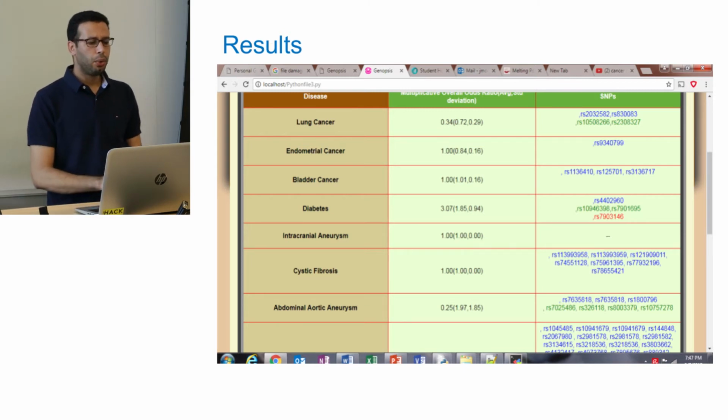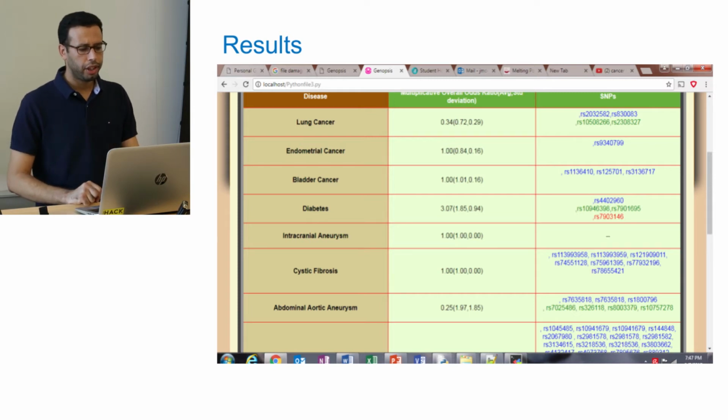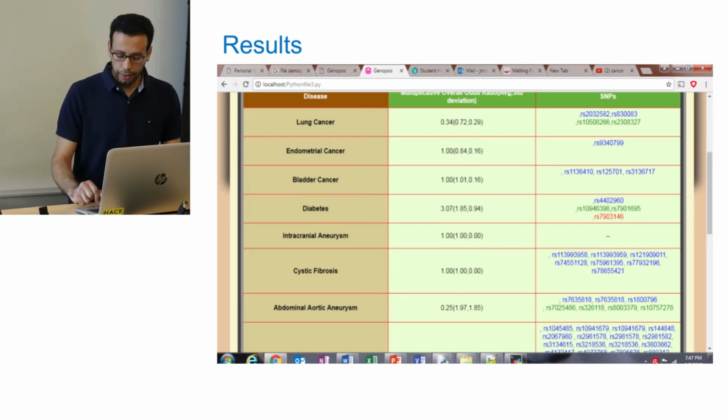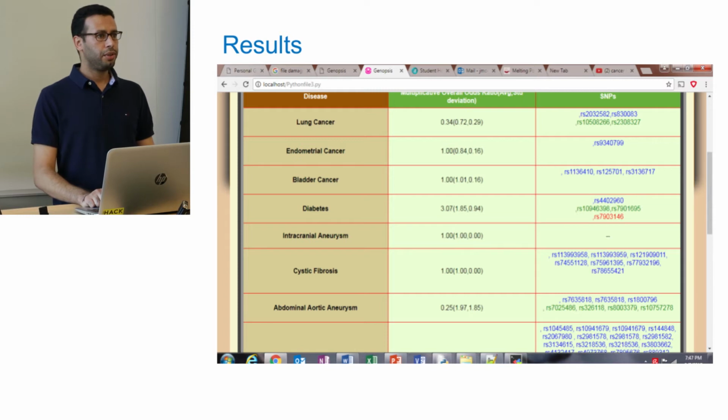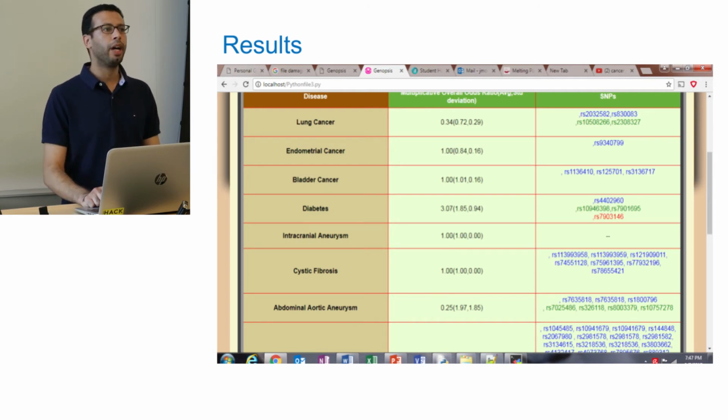You might ask why we used the average and the standard deviation. The average is just to have a value which is the threshold for the risk, and the standard deviation is just to give the user the interval, so the upper bound and the lower bound.